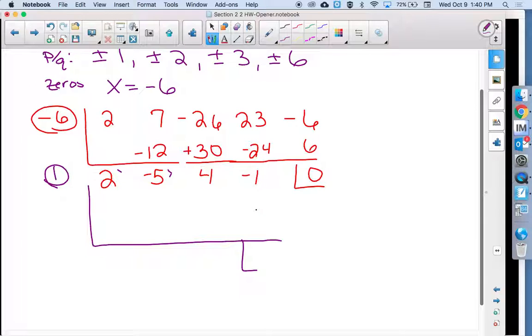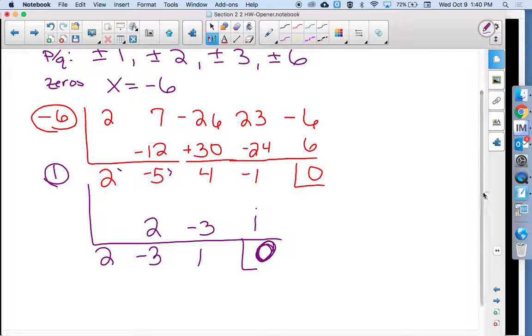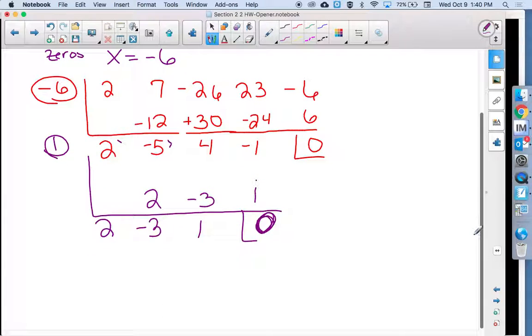The goal is to break the problem down. So now I have a 1. I'm bringing my 2 down, and multiplying and adding. And I should get a remainder of 0 because I found it from the calculator. So I've done it twice. Katie, the power of this leftover, 2, -3, and 1 would be, so it would be a power of 2. So my resulting remaining equation is 2x squared minus 3x plus 1.